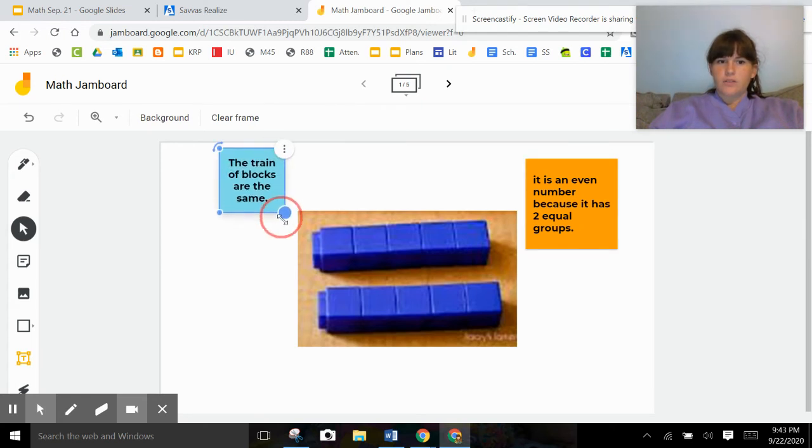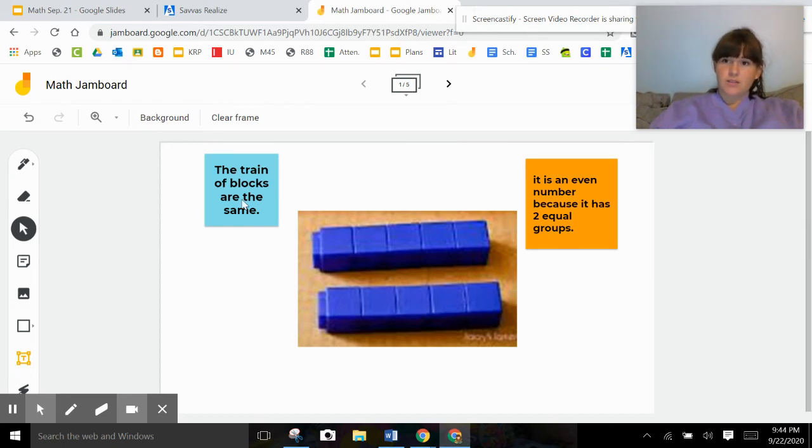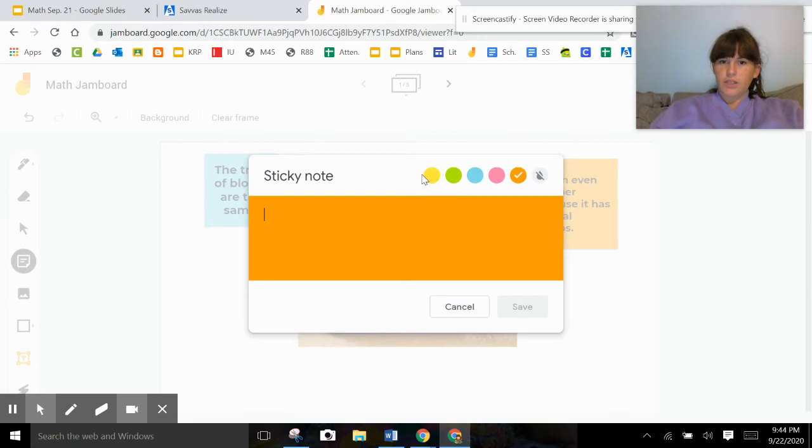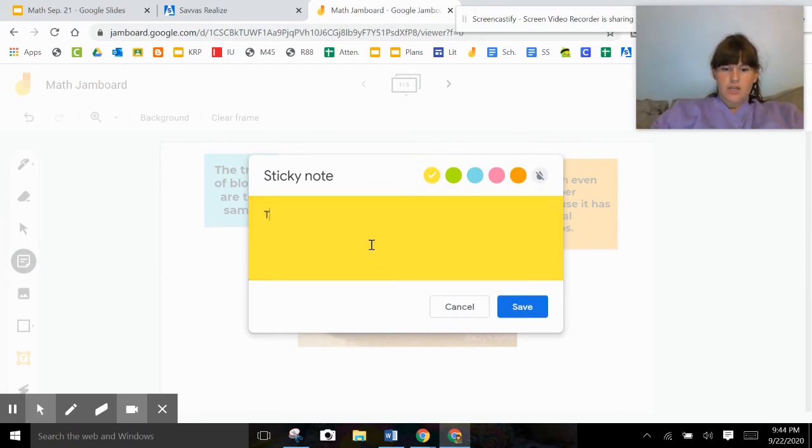All right, so let's do the obvious thing that we need to notice. What's our number? We know it's even. We know it can be broken into two different trains that have the same amount, even groups. What is our number? Right, our number is 10. Let's do some yellow. The number is 10. Yeah.